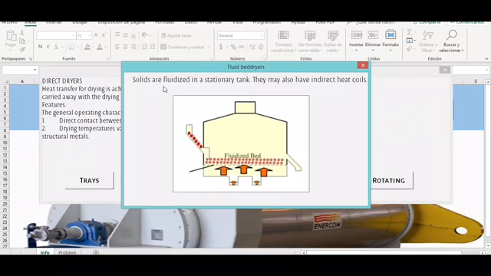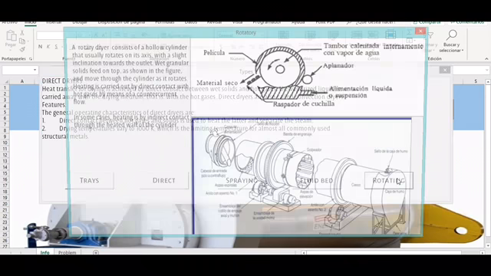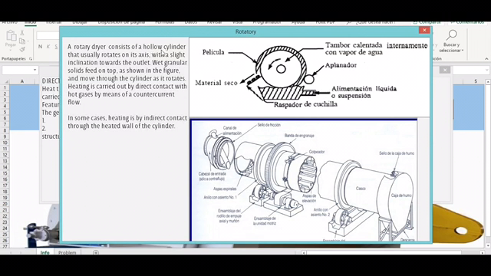The fluid bed is pretty common because the solids are fluidized in a stationary tank, and you may also have indirect heat coils, so this is pretty warm. And the rotating one, which is a dryer, consists of a hollow cylinder, and it usually rotates on its axis. The thing with this is the slight inclination you have to have on the outlet, so the material can go out, and this is carried by contact with the hot gases in countercurrent to the flow.